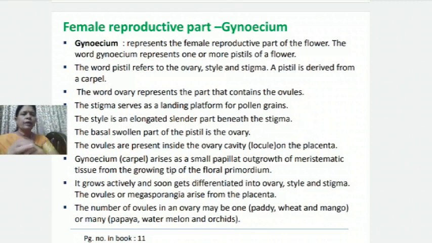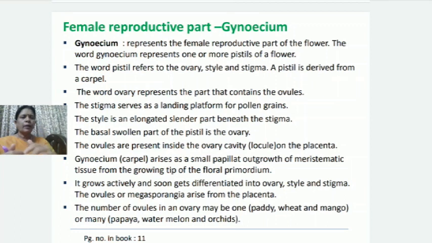The ovary represents the part that contains the ovules. The stigma serves as a landing platform for pollen grains. The style is the elongated, slender part beneath the stigma. The basal swollen part of the pistil is the ovary. Inside the ovary you can see the ovules.